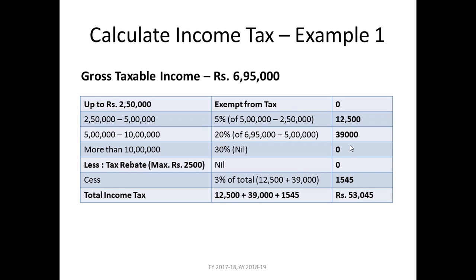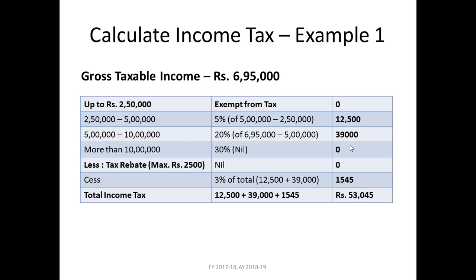The entire process of calculating the income taxes, as you can see on the slide. Since we have 5%, 20% and 30% for different slabs, this process of calculating income taxes works like this: for 0 to 2,50,000 there is no tax that you are supposed to pay. Now 2,50,000 to 5 lakh, you have 5%, that comes to around 12,500.